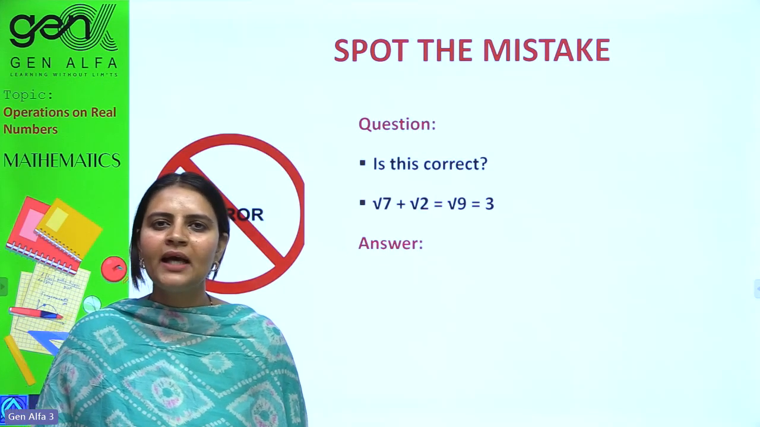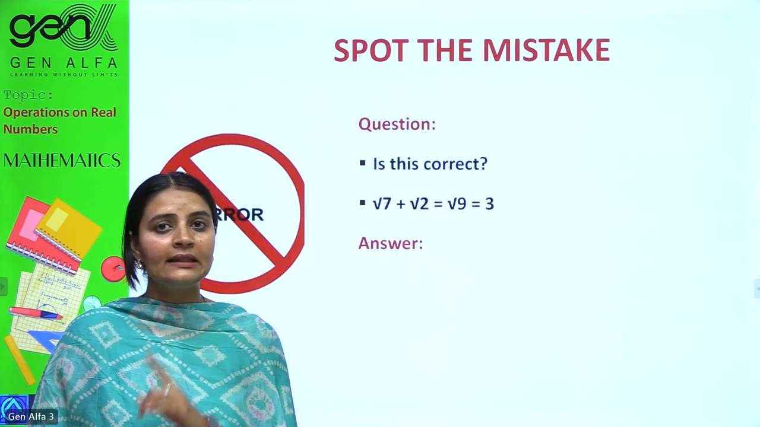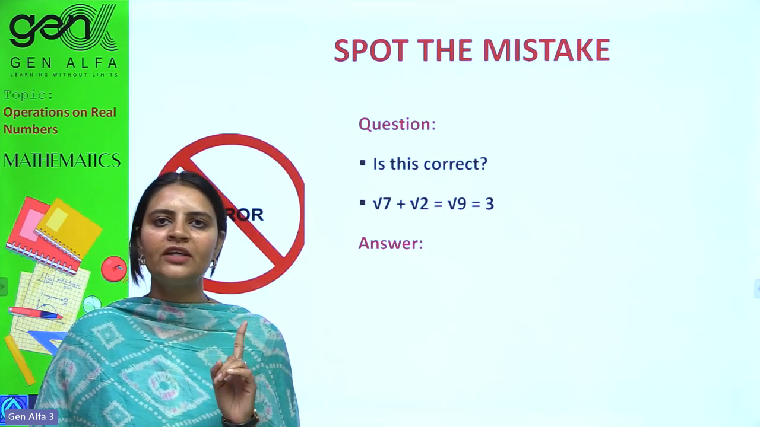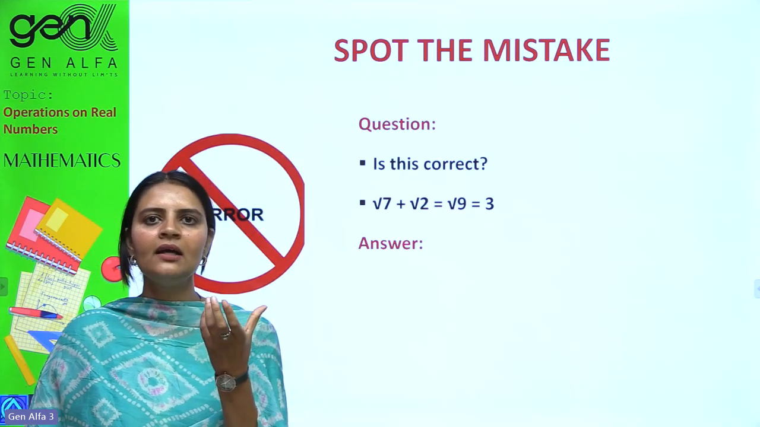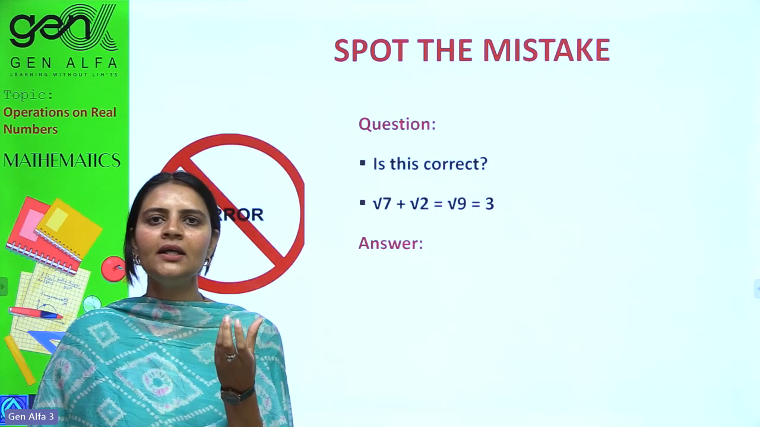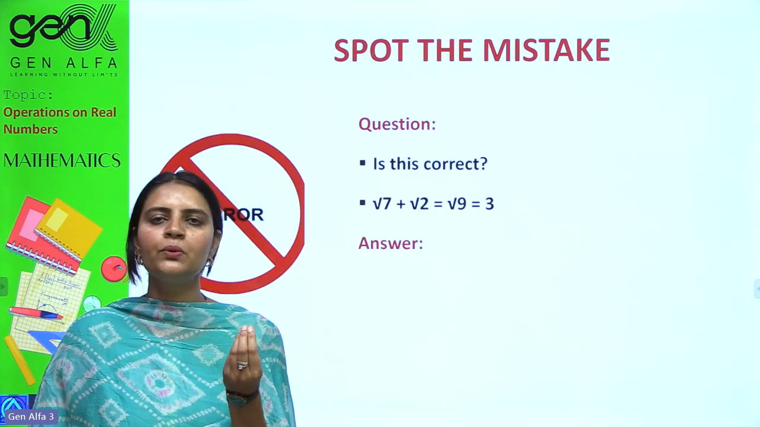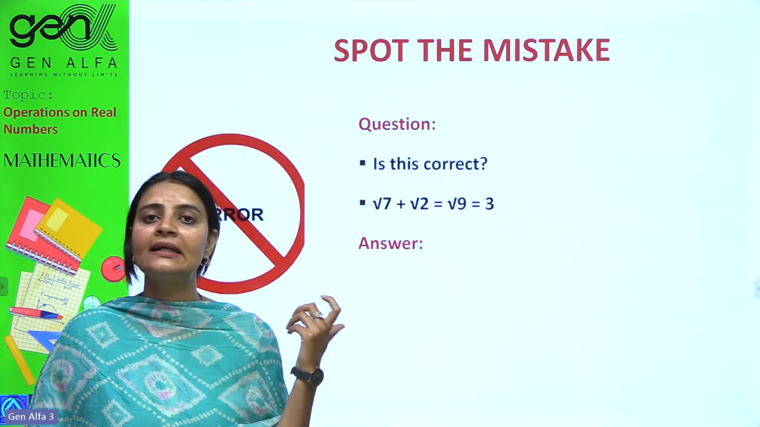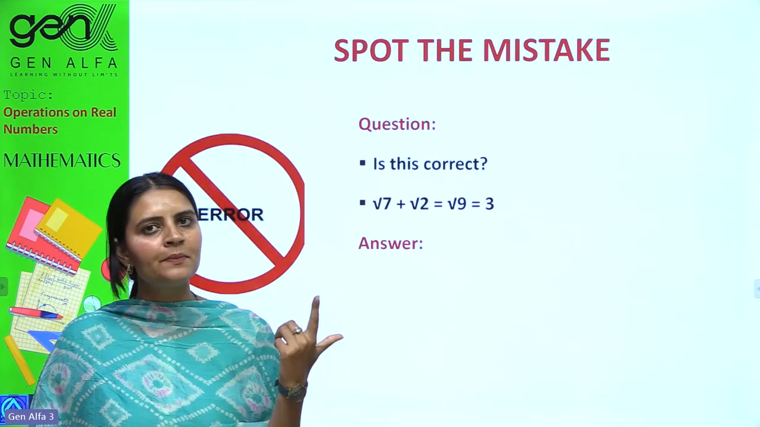Under roots cannot be added directly. They can be added directly when the terms are like. Remember the example of under root 5 plus under root 5? Same things are doubled, same things in twice quantity. So you can just take 2 of under root 5. But here the terms are unlike. You cannot directly add them, you cannot directly multiply them.